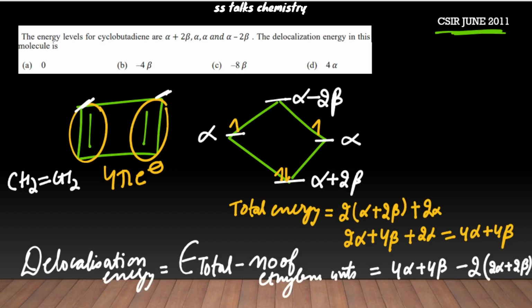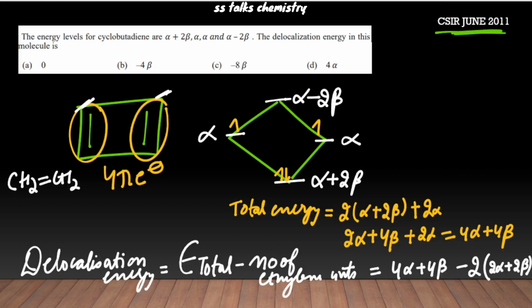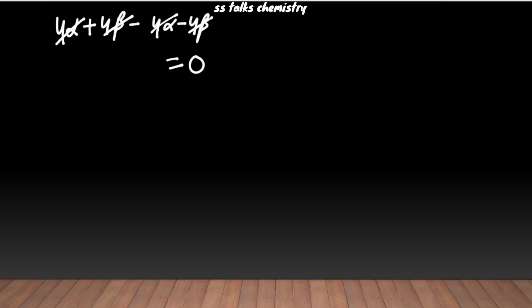So on solving this we get, it was 4 alpha plus 4 beta minus 4 alpha minus 4 beta of it. So these values are cancelling out, so the delocalization energy is 0.